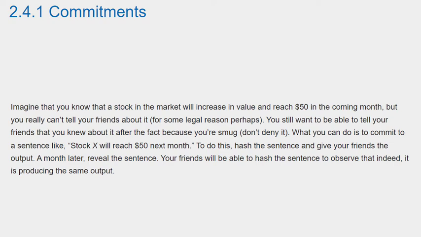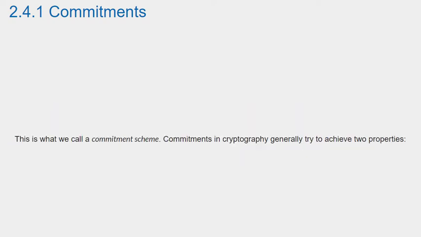next month." To do this, hash the sentence and give your friends the output. A month later, reveal the sentence. Your friends will be able to hash the sentence to observe that indeed it is producing the same output. This is what we call a commitment scheme.